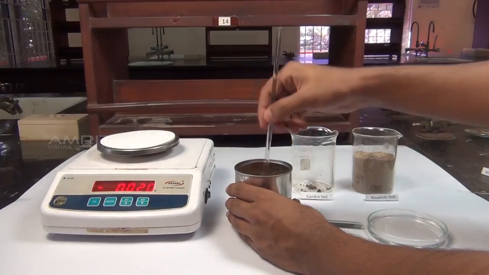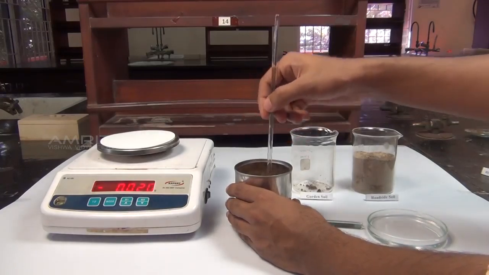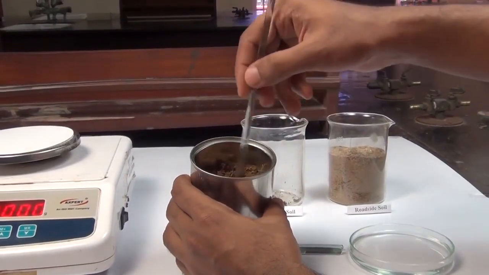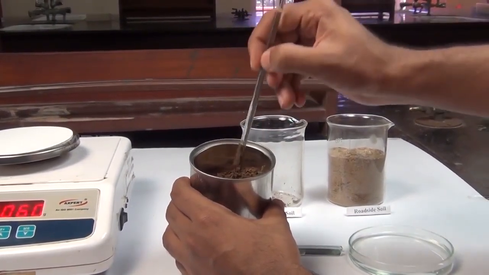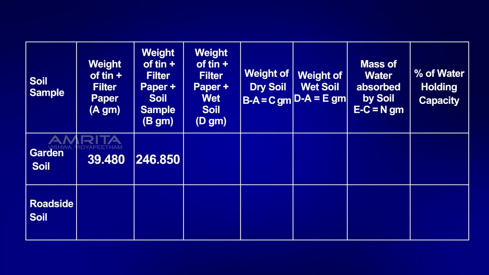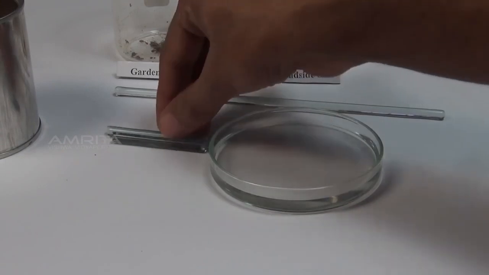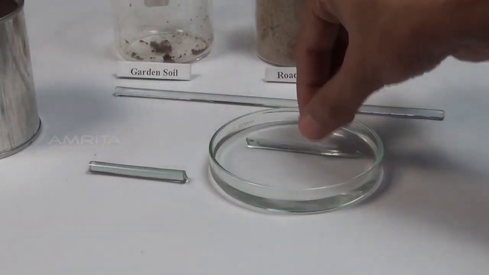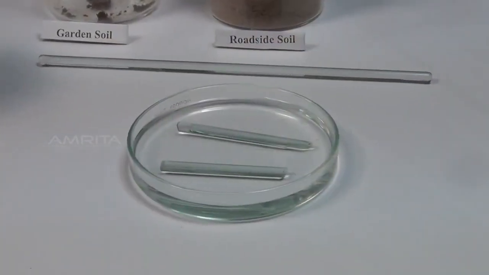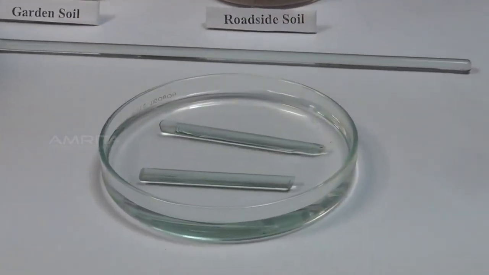Take a glass rod and press the soil inside the tin gently several times so that soil is compactly filled and forms a uniform layer at the top. Weigh the tin box along with the soil sample and note its weight. Take a petri dish filled with water. Take 2 small glass rods and place them parallel to and at a small distance from each other.